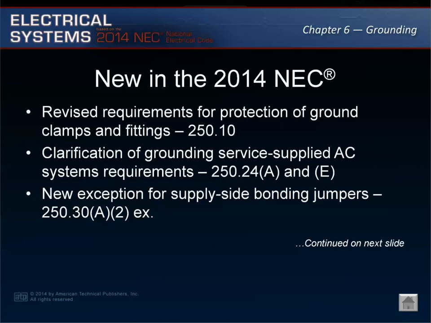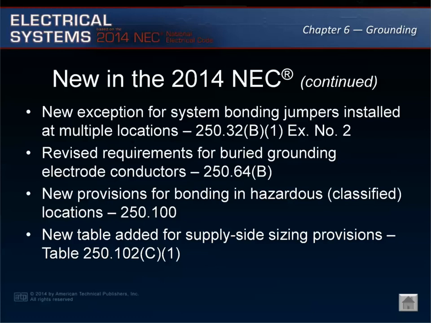New in the 2014 NEC, revised requirements for protection of ground clamps and fittings, clarification of grounding service supplied AC system requirements, new exception for supply side bonding jumpers, new exception for system bonding jumpers installed at multiple locations, revised requirements for buried grounding electrode conductors, new provisions for bonding in hazardous or classified locations, new table added for supply side sizing provisions.